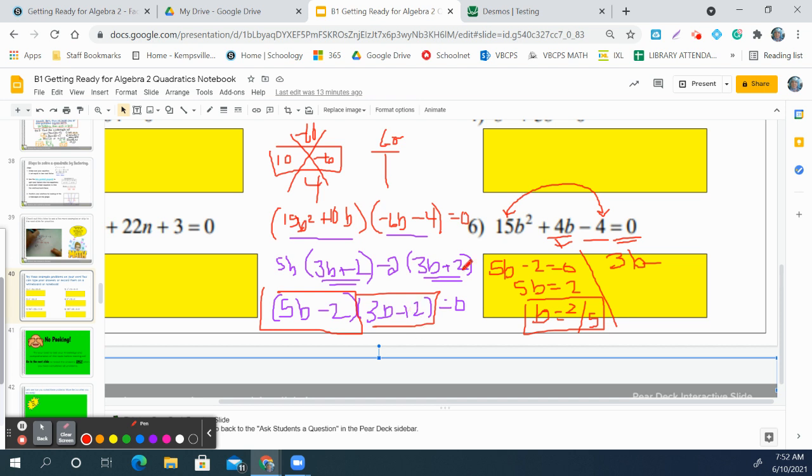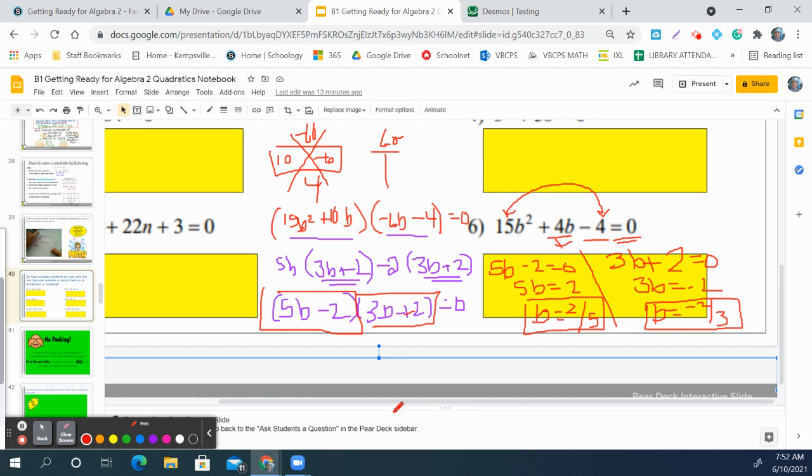So then our last part, we're going to do 3b minus, I don't know why that looks like a 12. It should be a 2, right? Oh, because that's a plus. 3b plus 2 equals 0. So I subtract 2 from both sides, and I get 3b equals negative 2. And then divide by 3, and we get b equals negative 2 over 3, right? So you can definitely get fractions as solutions.